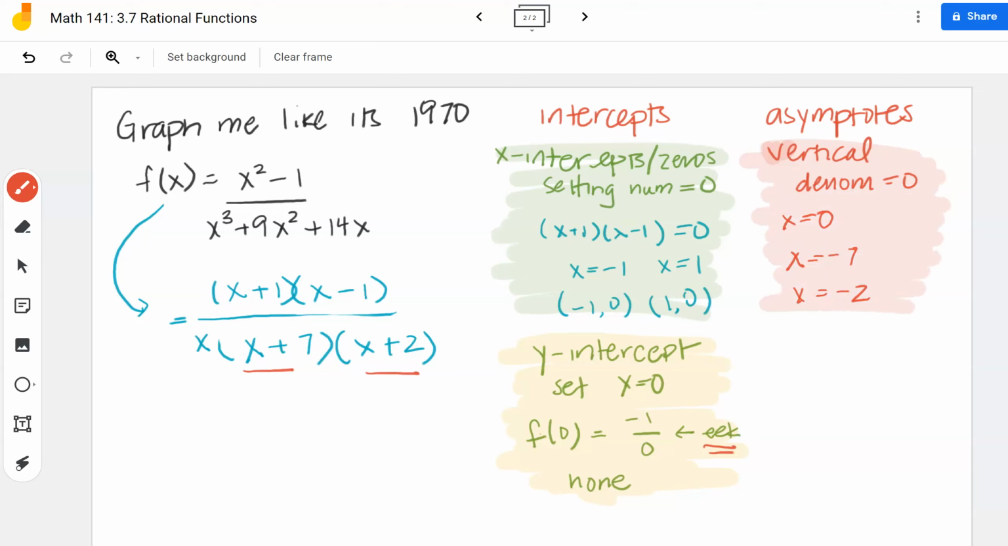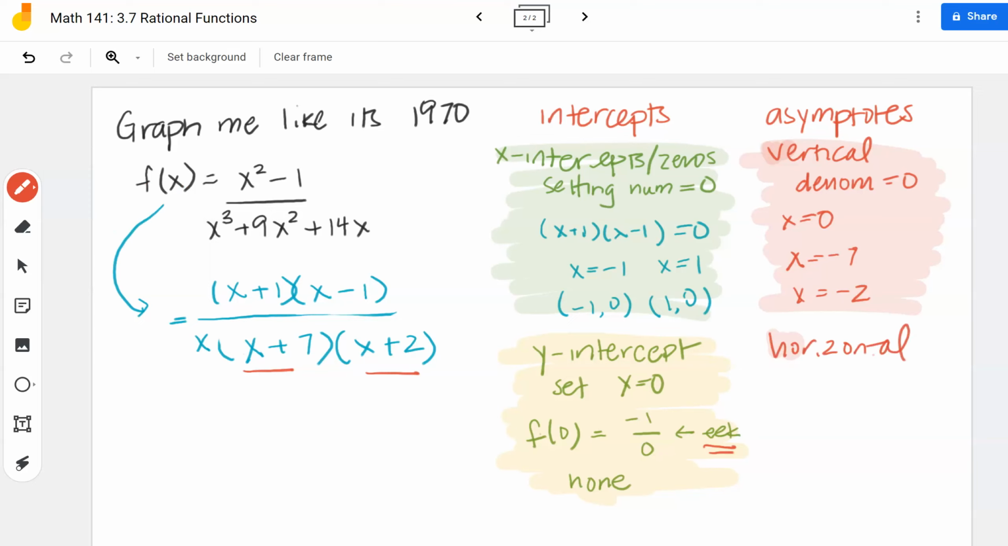All right, the last thing that we need to graph our function is a color I have not used. I guess I'll stick with red and I'll just finish in yellow. The last thing we need is our horizontal asymptote. Ugh, I always forget this. Horizontal asymptote.